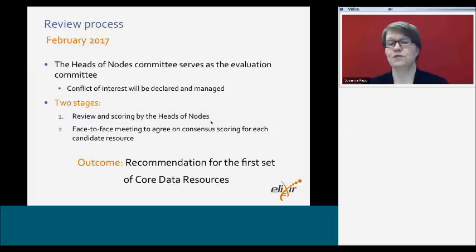We have the ELIXIR Heads of Nodes Committee, who will serve as the evaluation committee for this round and for this process. We will make sure that any conflict of interest will be declared by the heads of nodes, and it will be taken care of. The review process consists of 2 stages, which I will go over in the next slides. There is first a pre-review by heads of nodes, and then a face-to-face meeting after that. The outcome of this review process is to have the recommendation for the first set of core data resources, so the first up to 20 core data resources.